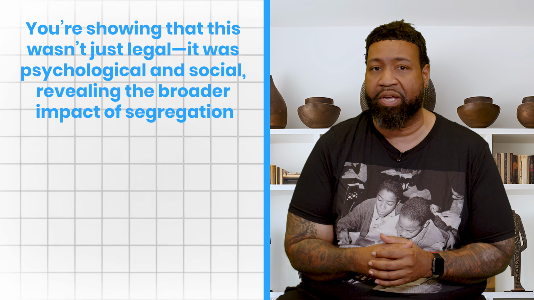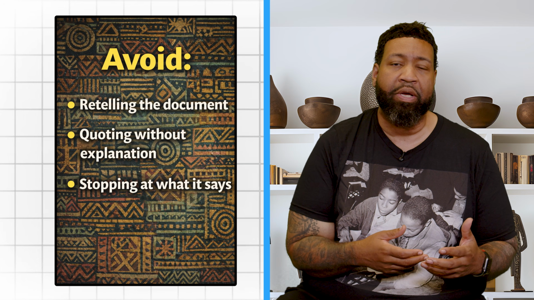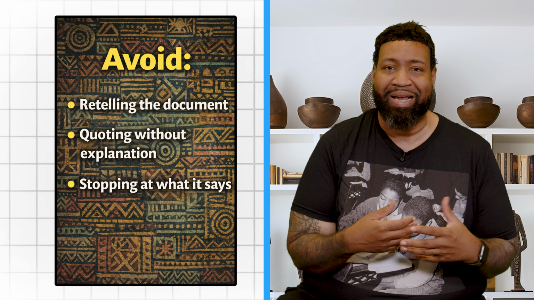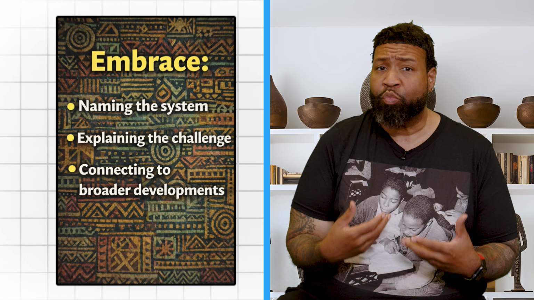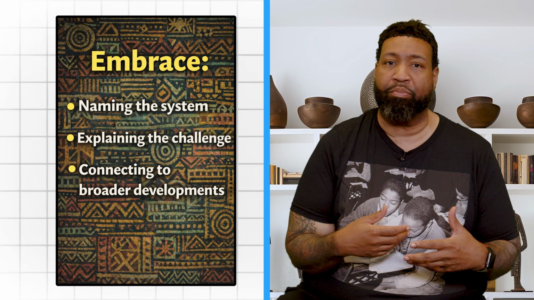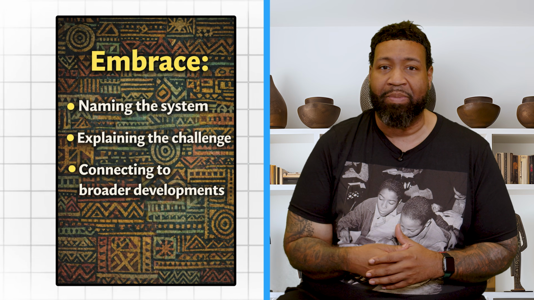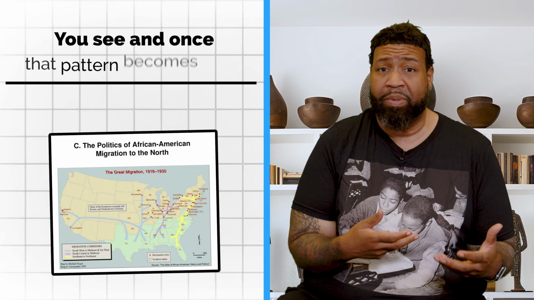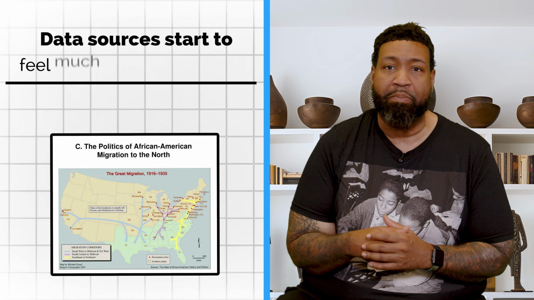Now let's talk about avoiding versus embracing. What you want to do is avoid retelling the document. You want to avoid quoting without explanation and stopping at what it says. What is more important is to embrace: name the system, explain the challenge, and connect to broader developments. And once that pattern becomes clear, data sources start to feel much more manageable.